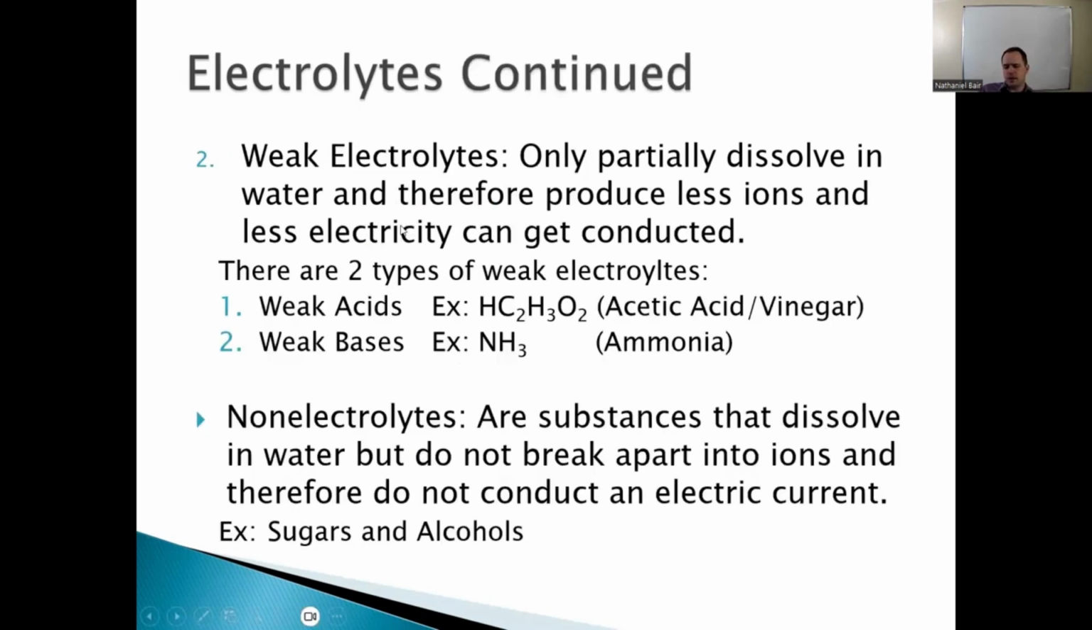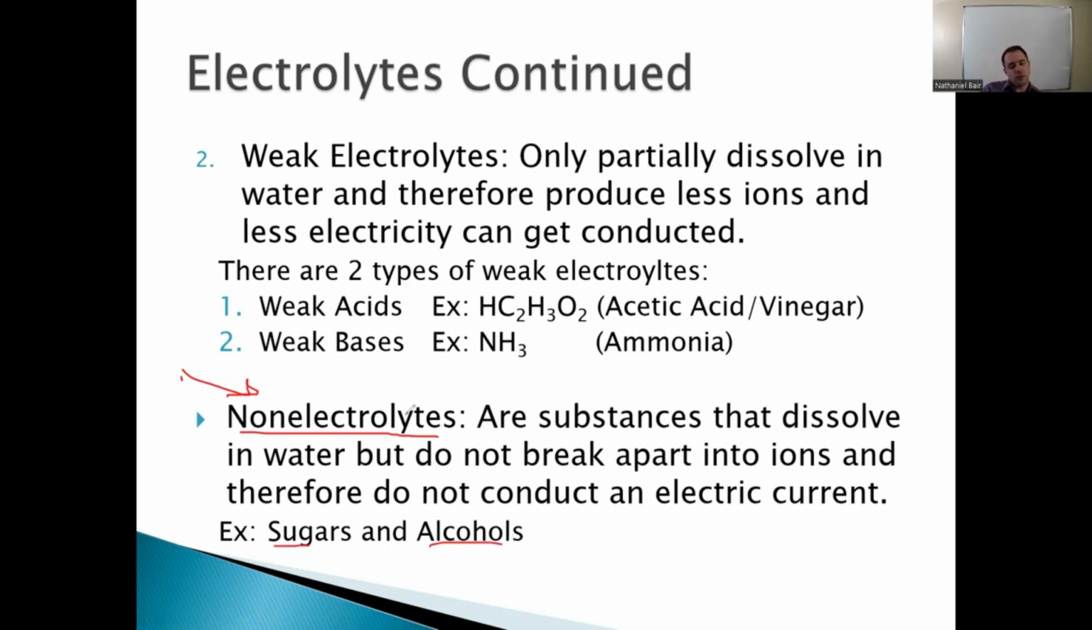There are other things. A substance that does not fully dissociate, or that when you dissolve it in water only produces a few ions, is called a weak electrolyte. And then there's even a classification of substances that dissolve in water but do not conduct electric current. Those are called non-electrolytes. Non-electrolytes are sugars or alcohols, and they dissolve by a different mechanism.